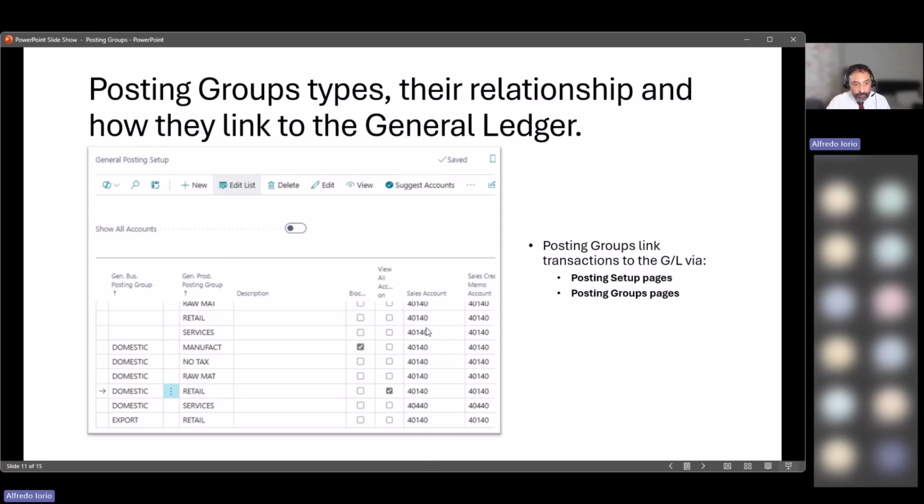Here is a good example of what we're going to talk about in a minute. This setup comes from Kronos setup. It's something that I would never use for a client. Never. And I'll tell you why. Because if the sales account is the same, and the sales credit memo account is the same, you don't need that differentiation.